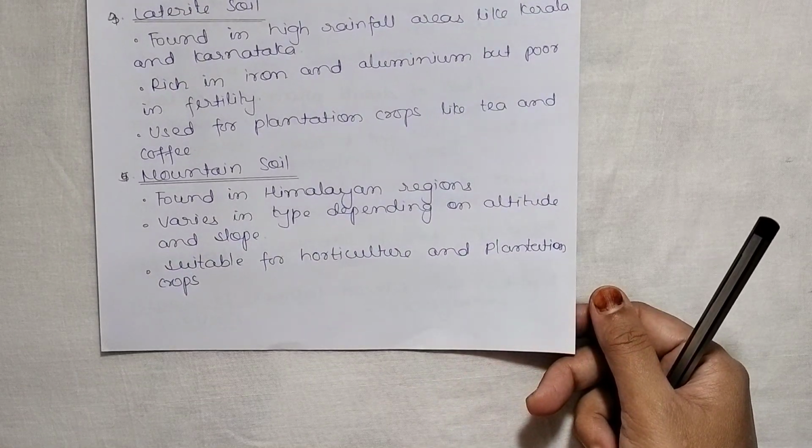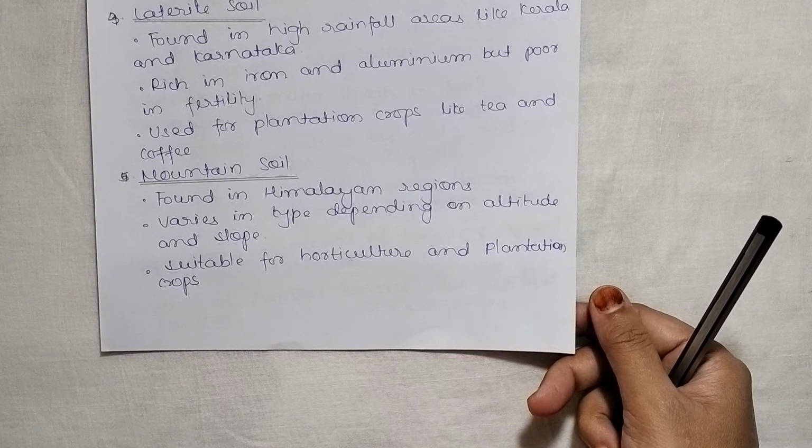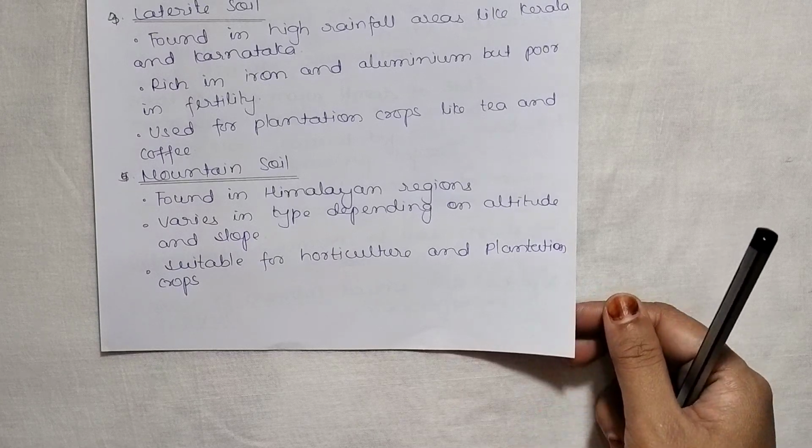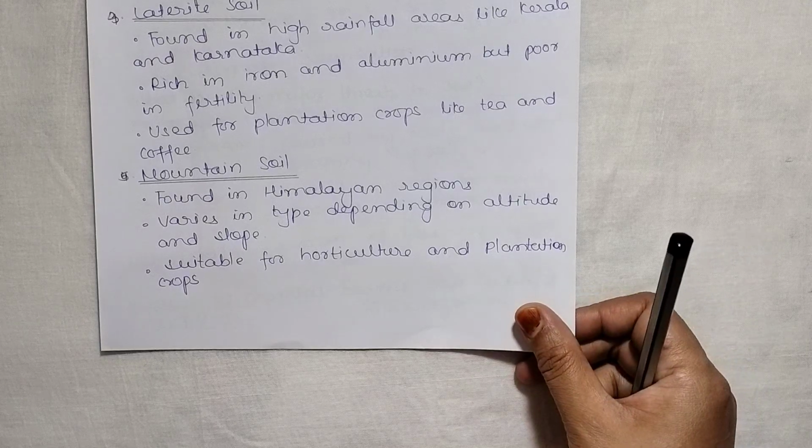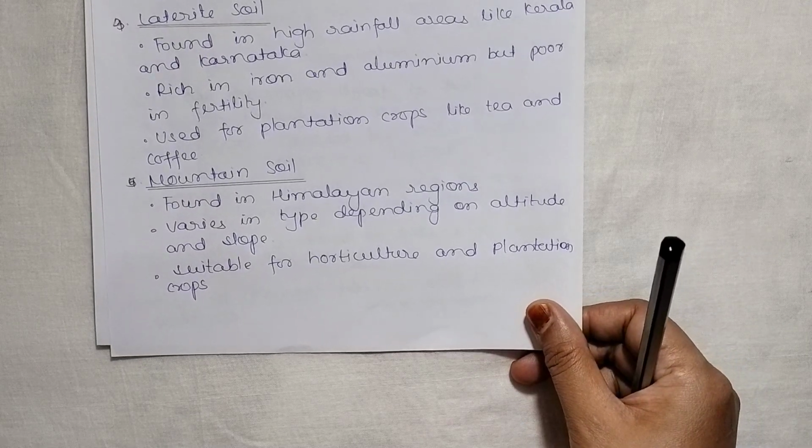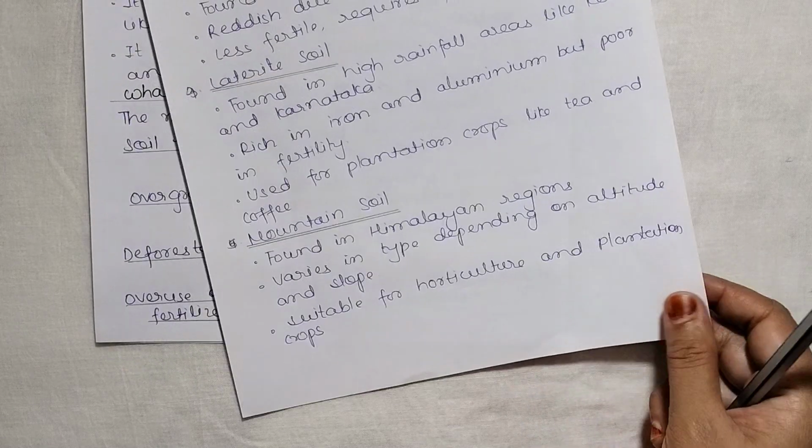Fifth is mountain soil. So these are found in the Himalayan regions, and it varies in type depending on altitude and slope. It is suitable for horticulture and plantation crops. So horticulture is the practice of growing flowers, fruits and vegetables, right? So this is mountain soil.